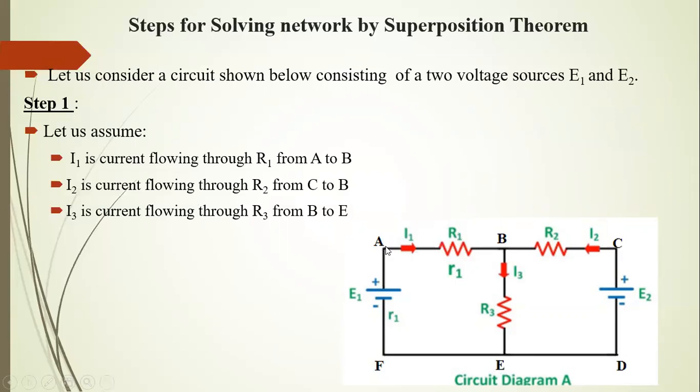It is just an assumption that I1 is the current which flows through R1 when both the sources are present from terminal A to terminal B. Similarly, I2 is the current flowing through resistor R2 when both the sources are present from C to B. And lastly, I3 is the current flowing through resistor R3 when both the sources are present from B to E. So what will be our step number one?